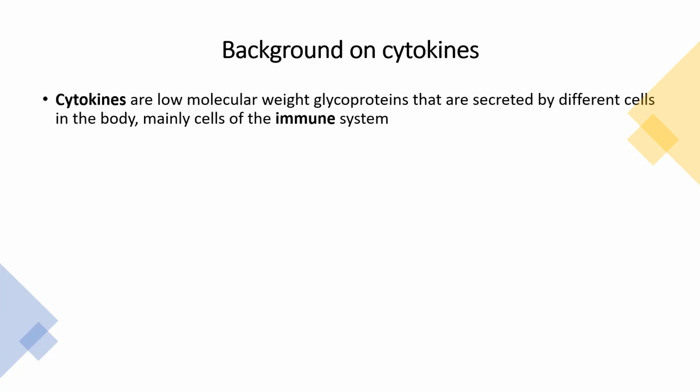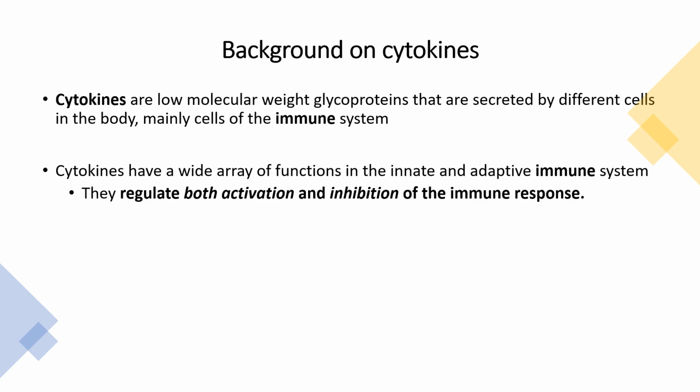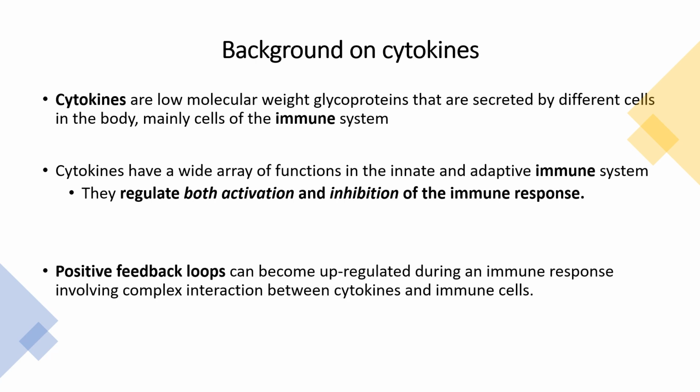Okay, so a bit of background on cytokines. Cytokines are low molecular weight glycoproteins that are secreted by different cells in the body, mainly the cells of the immune system. They have a wide array of functions in the innate and adaptive immune systems, and specifically, they regulate both activation and inhibition of the immune response. So this duality of function is a piece that is going to be very important in this story.